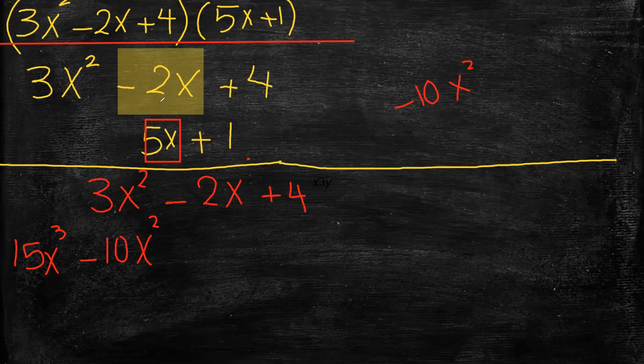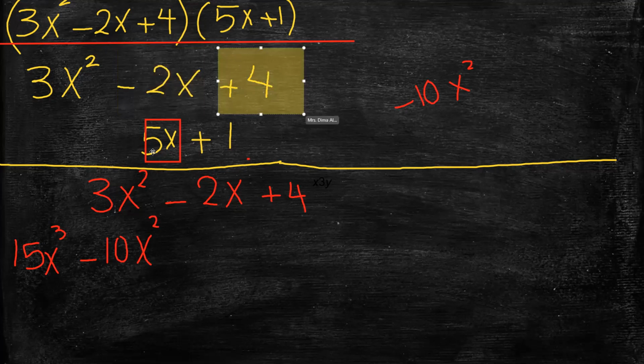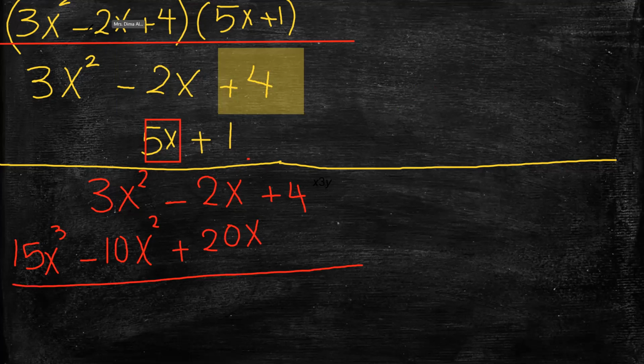Then after that, we have to multiply 5x now with 4. 5x times 4 is what? It's 20x. Where do I have to put it? I have to put it here. Then I finished. So I multiplied the first term with the first expression, then the second one. Then after that, I have to add them as we learned before.